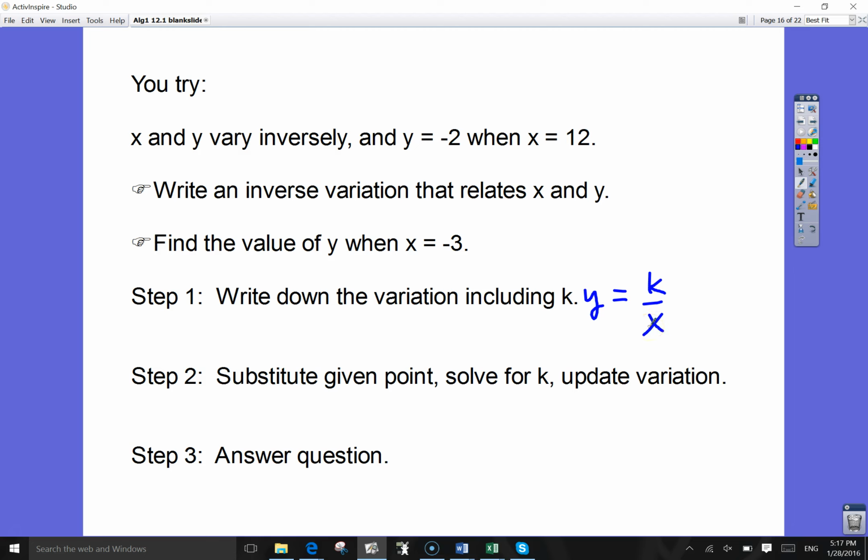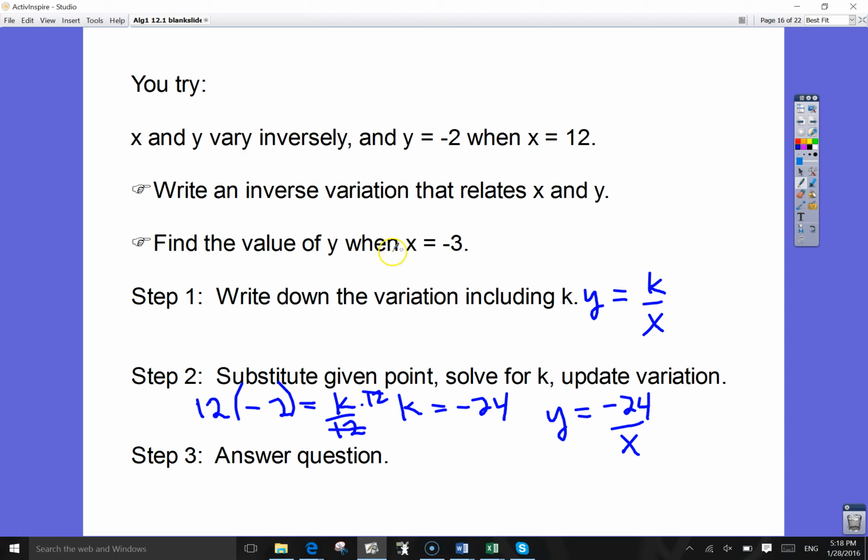Y equals negative 2 when x equals 12. So k equals negative 24. So here's our equation: y equals negative 24 over x. Remember, in order to solve this for k, you multiply times 12, and that's where you get negative 24.